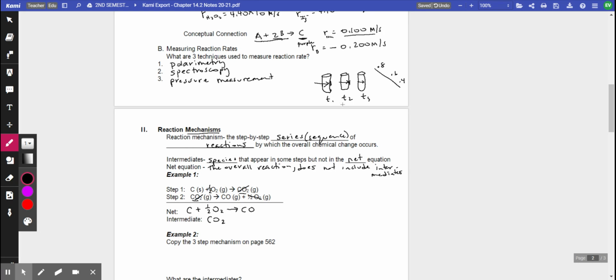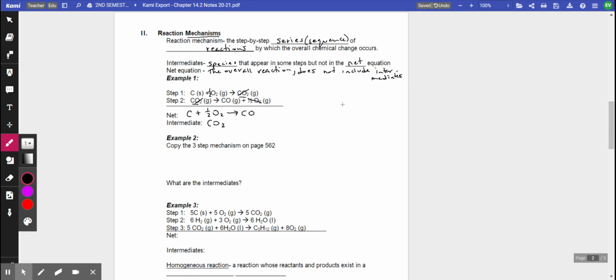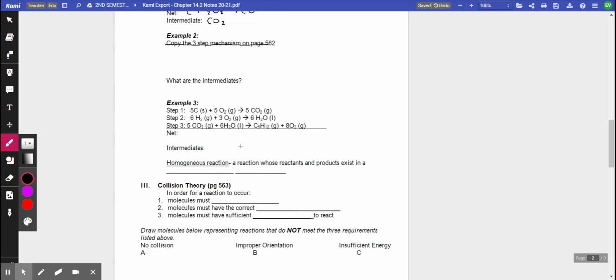Okay, for example 2, we are to look at the mechanism on page 562. That doesn't sound right. Okay, so that is the incorrect page, so we're going to ignore that one for now, and we're going to use example 3. In example 3, we have a 3-step mechanism, so this reaction occurs in 3 steps, and the net is going to be what's present in the beginning and at the end of the reaction without including any of the intermediates. So what are the intermediates?